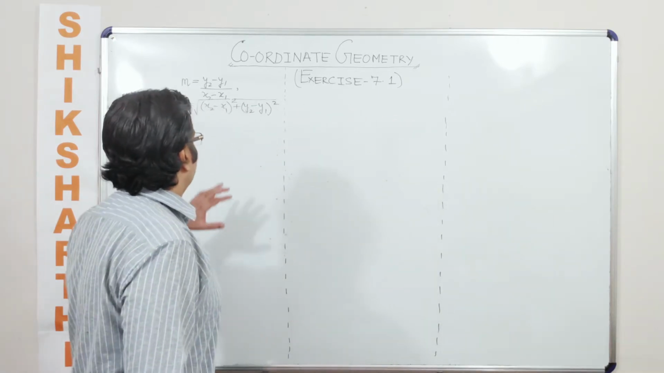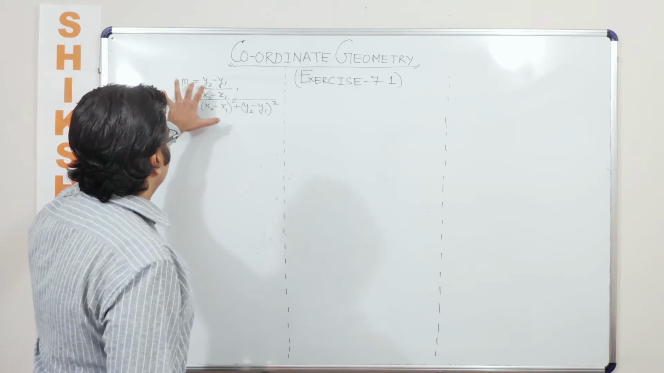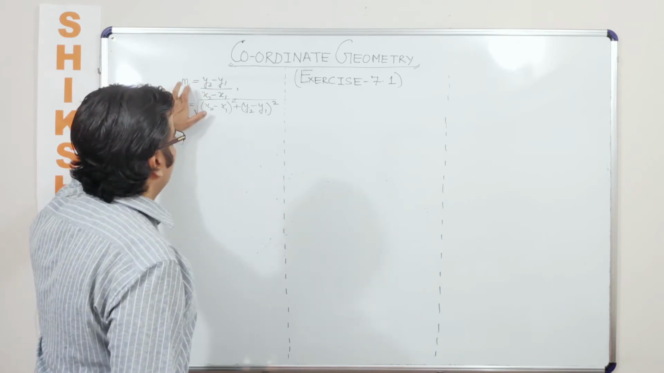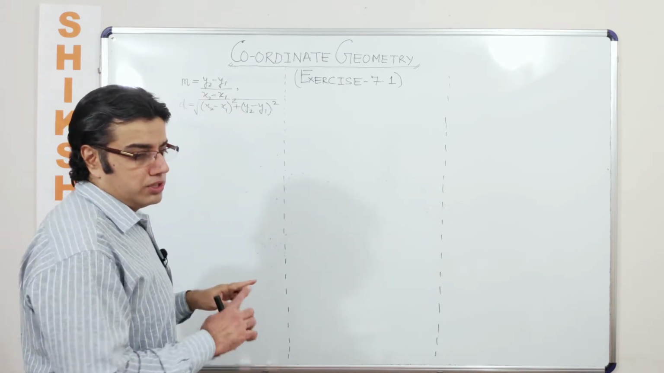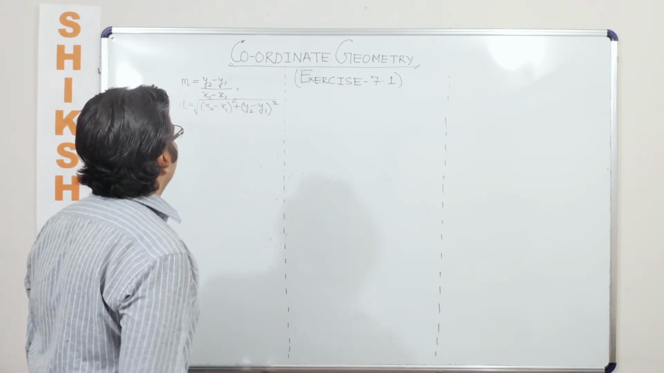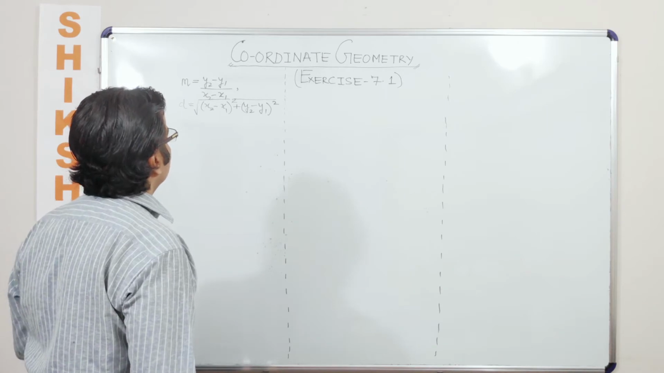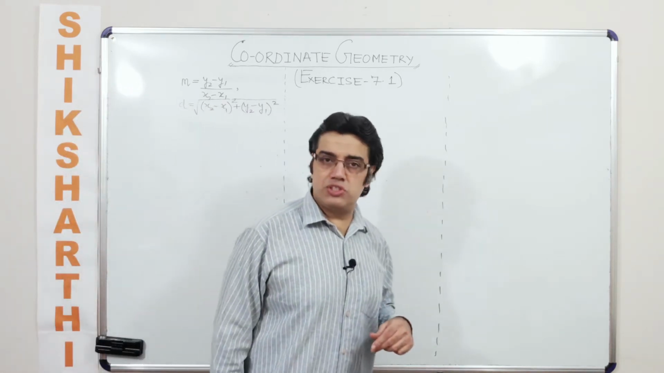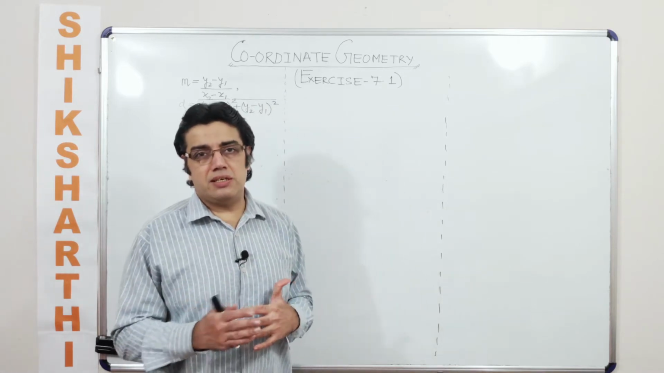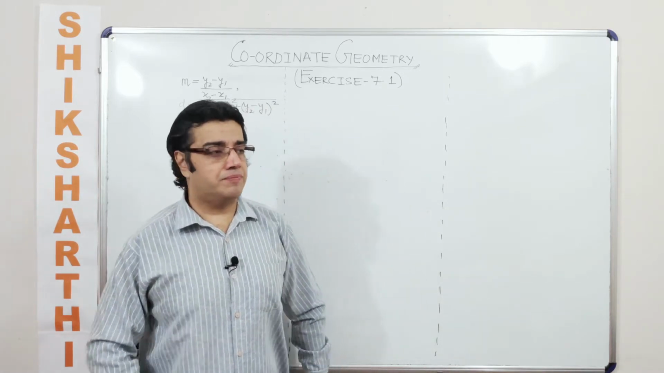Okay, so now there are two formulas which we'll be using throughout. One of the formulas is the slope formula. If I say the slope between any two points lying on a line, it will be y2 minus y1 divided by x2 minus x1, which is the rate of change of ordinate divided by the rate of change of abscissa.